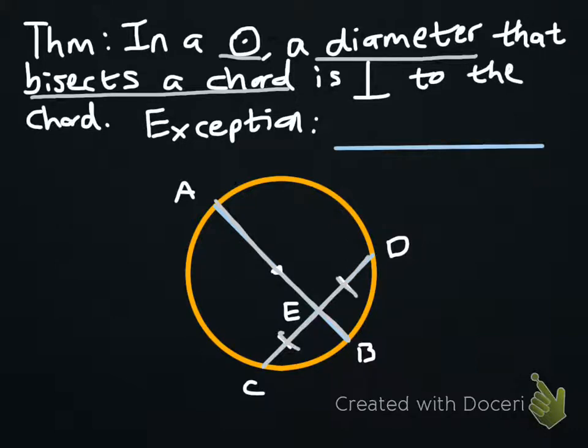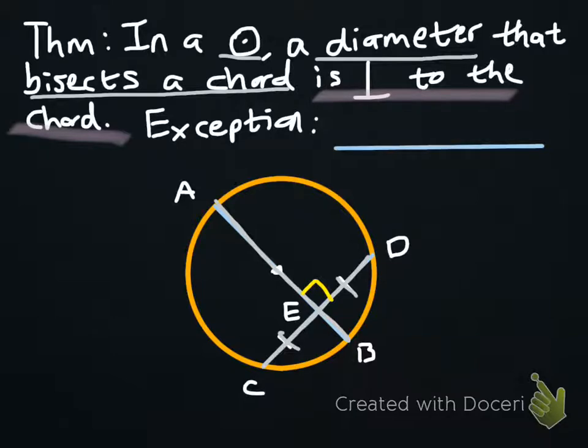Now the conclusion is that it is perpendicular to the chord. So the theorem is saying that we can conclude that it's perpendicular to the chord. I will write our conclusion here: AB is perpendicular to CD. Okay. Now there is an exception to this, and if you want to think about it for a second, pause and think about it. Is there a chord that, when a diameter bisects that chord, is not perpendicular?